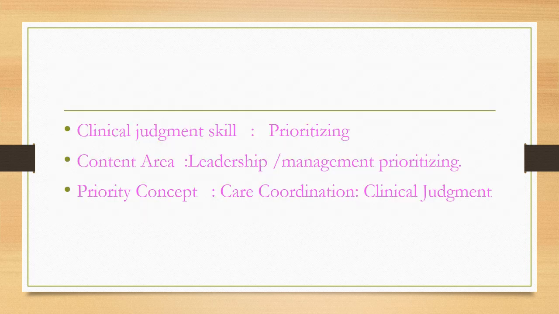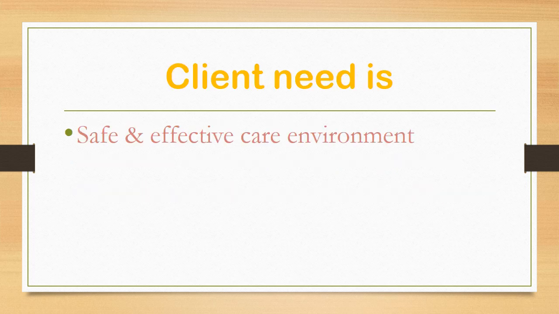The clinical judgment skill of the nurse here is prioritizing. The content area is leadership management prioritizing, because she has 4 patients with 4 different conditions. So she is the leader of all these 4 patients, and we can conclude that it is from leadership management prioritizing. The priority concept is care coordination and clinical judgment. The client need is a safe and effective care environment.